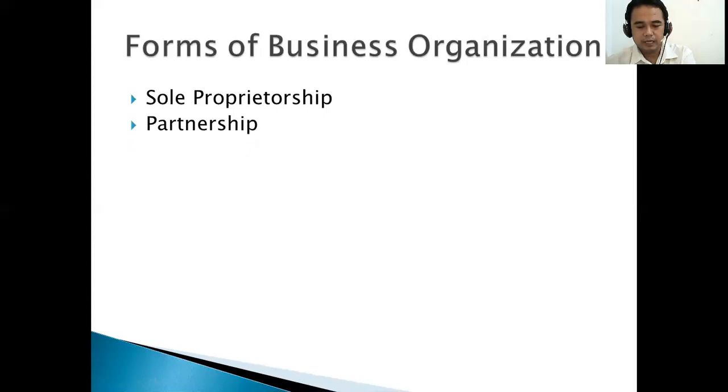They can have other business partners join them, either starting out with a partner, or you already have a business, you are the sole owner, and you will be inviting a partner. So you will now have another form of business organization, which is called a partnership.